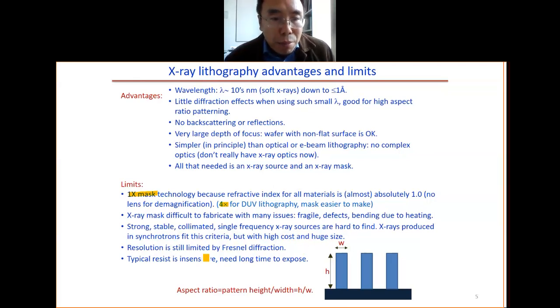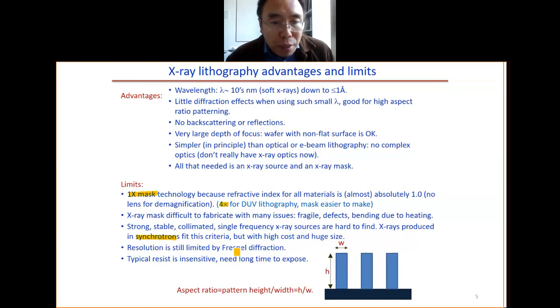A third major problem is the light source. So for the X-ray, we need a strong, stable, collimated source. So the only good source is the synchrotron radiation. The synchrotron radiation can have those very strong, stable, and collimated X-ray source. But we know that the synchrotron radiation is very costly to build. It will cost, I think, several $100 million to build a synchrotron radiation setup, and it's also very big. Like the size of a football field.